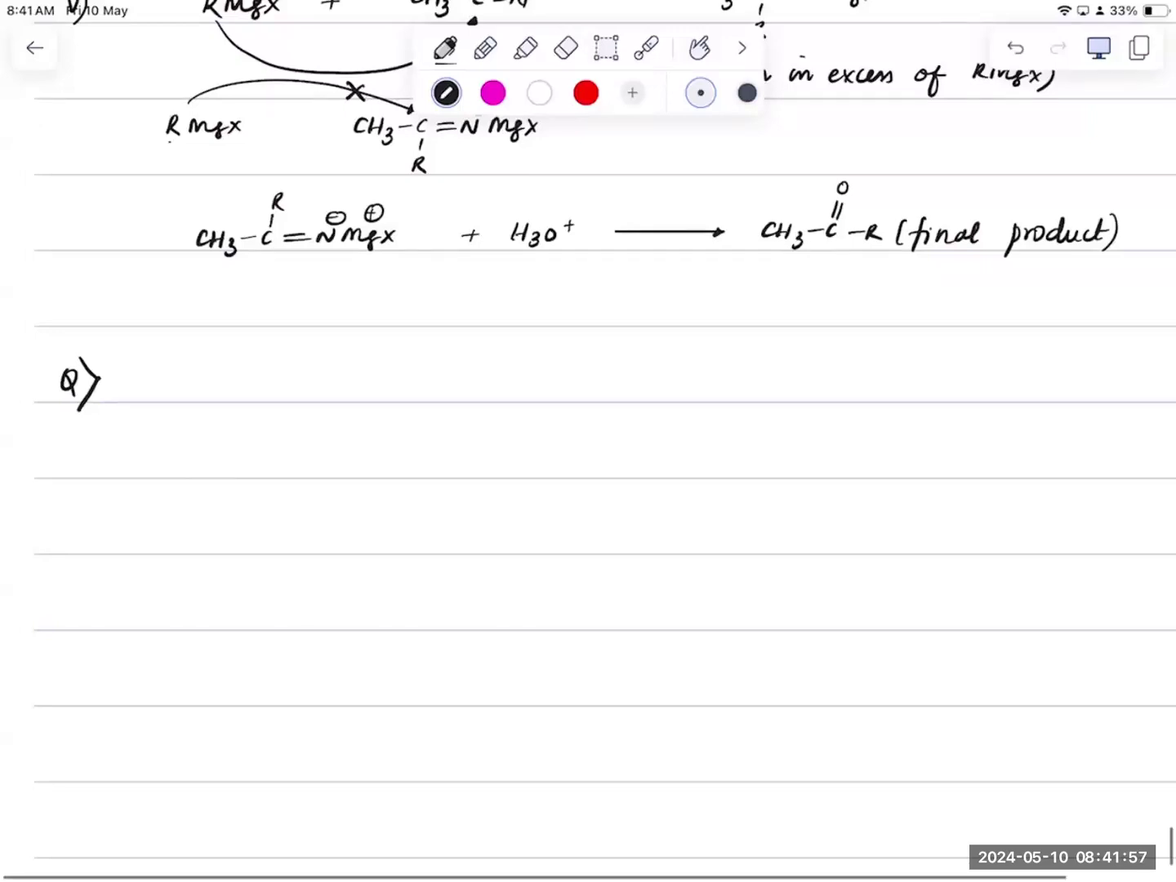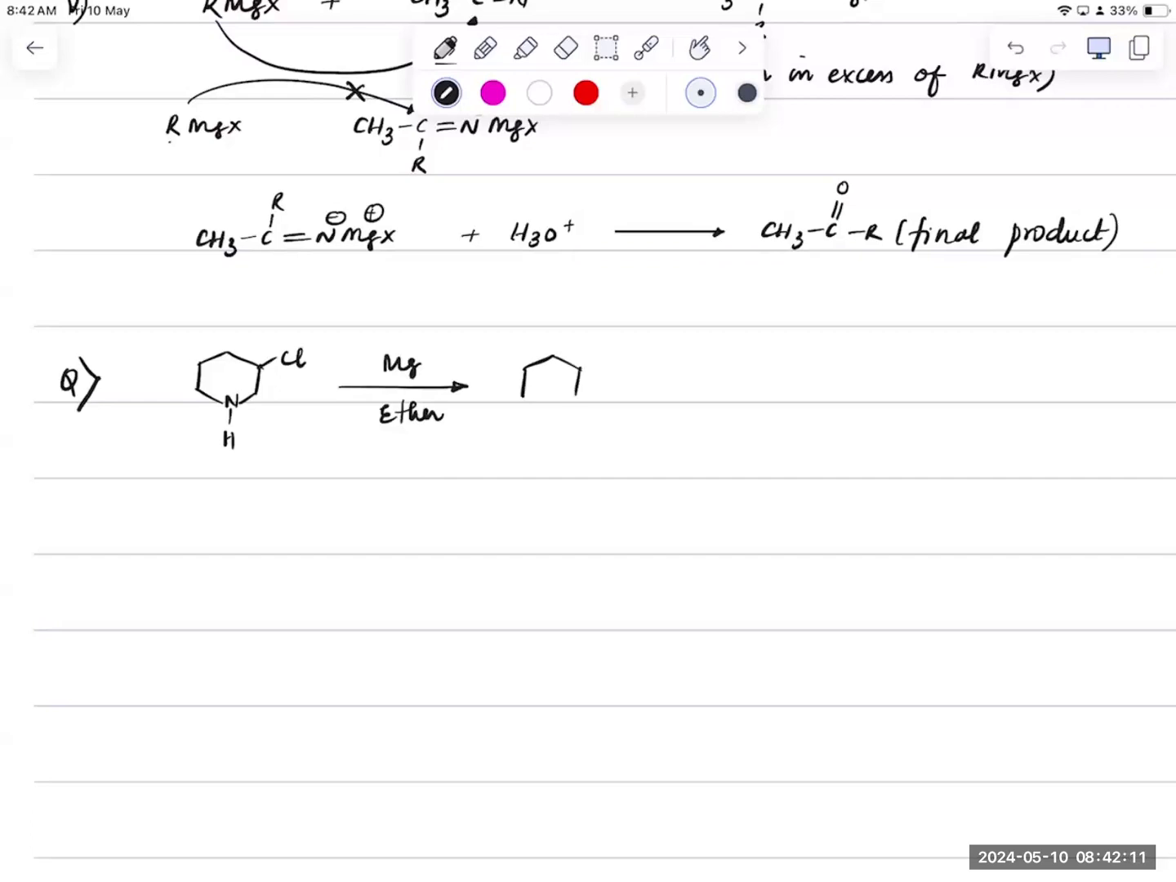First, if the question is given like this, I have an amine here and there is a chlorine here, and then I'm treating that with magnesium and ether. So if you have N here, H here with minus MgCl plus.